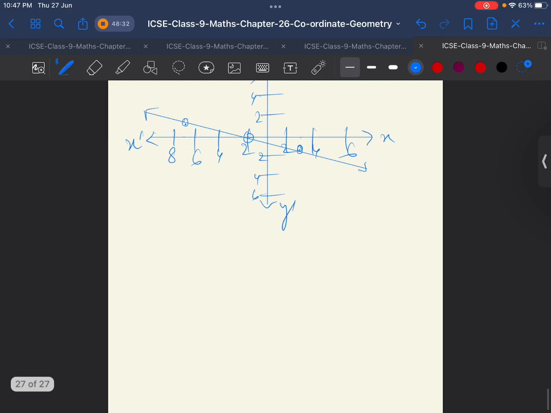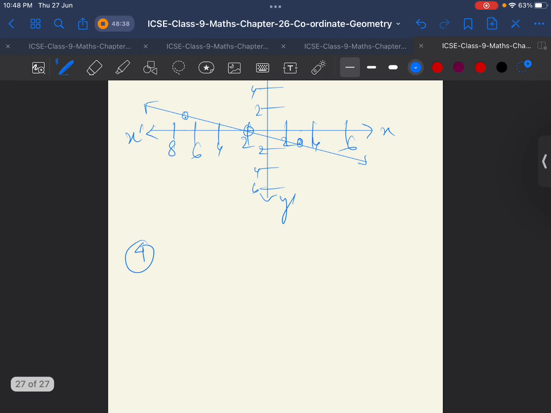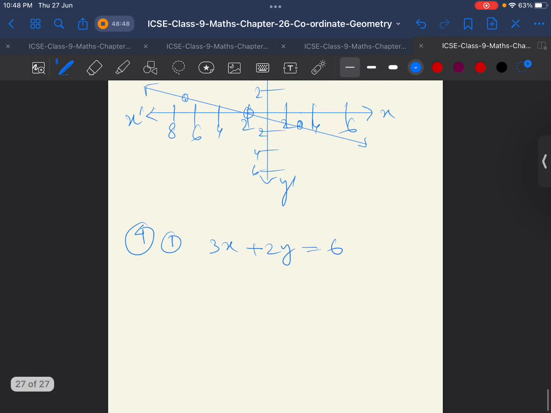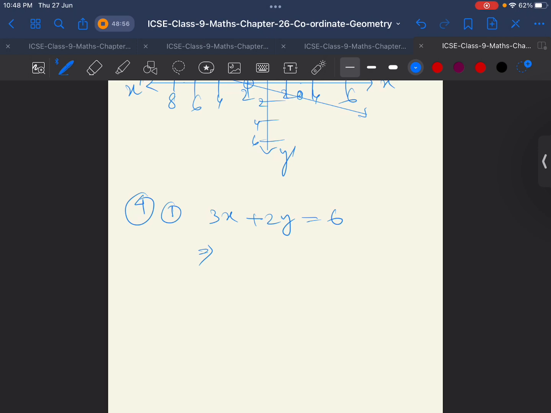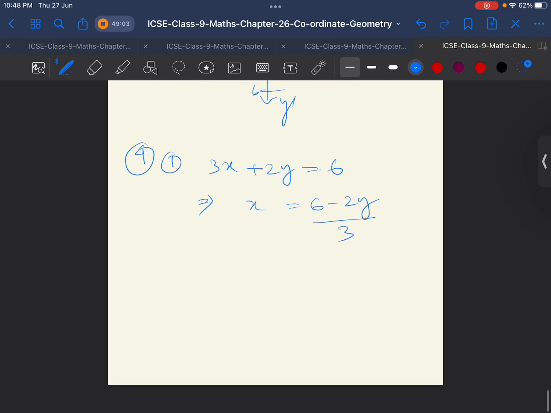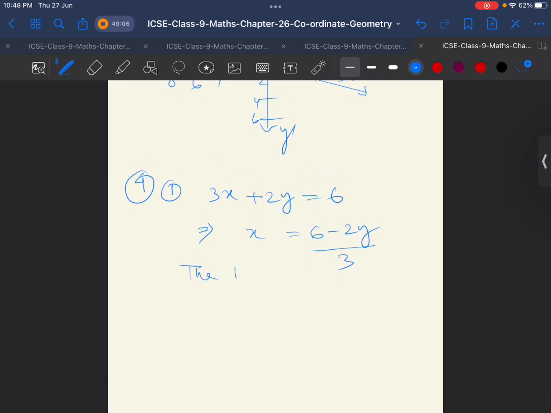Now the question 4. Okay, draw the graph for each equation given below. First equation, 3x + 2y = 6. In each case, find the coordinates of the points where the graph drawn meets the coordinate axis. Okay, now this implies x = (6 - 2y)/3. Okay, the table is here.